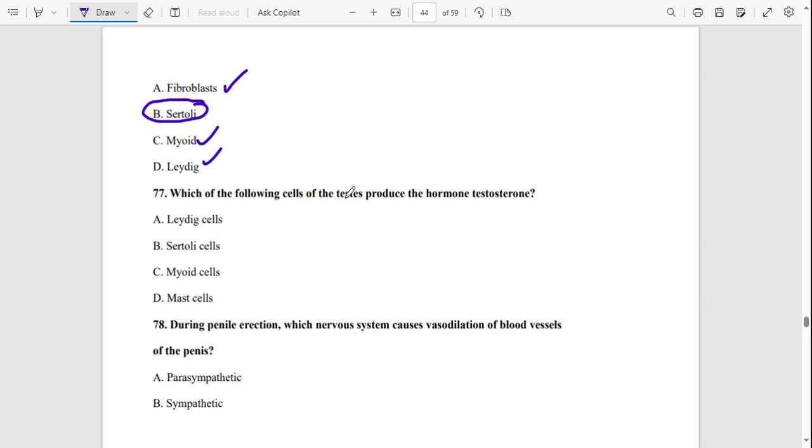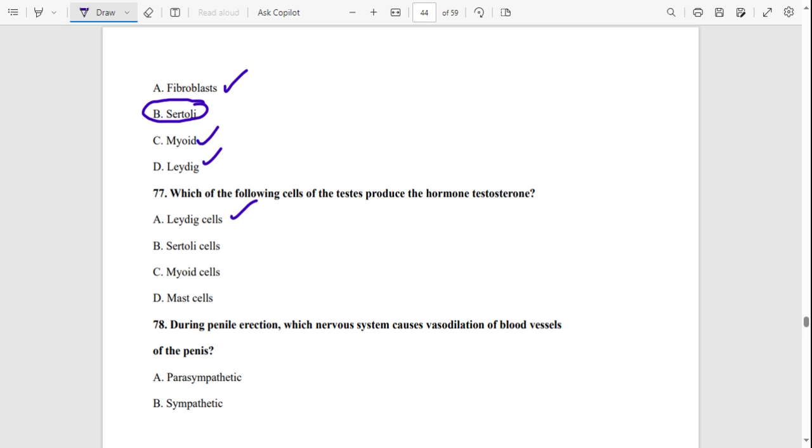Which of the following cells of the testis produce the hormone testosterone? Now, testosterone is going to be produced by Leydig cells, right? Testosterone by Leydig cells. We already talked about what Sertoli cells do. Sertoli cells are involved in the process of making sperms, not making the male sex hormone testosterone.